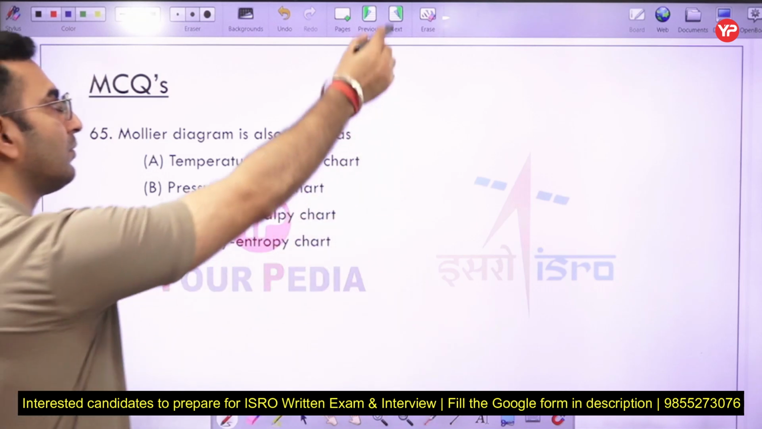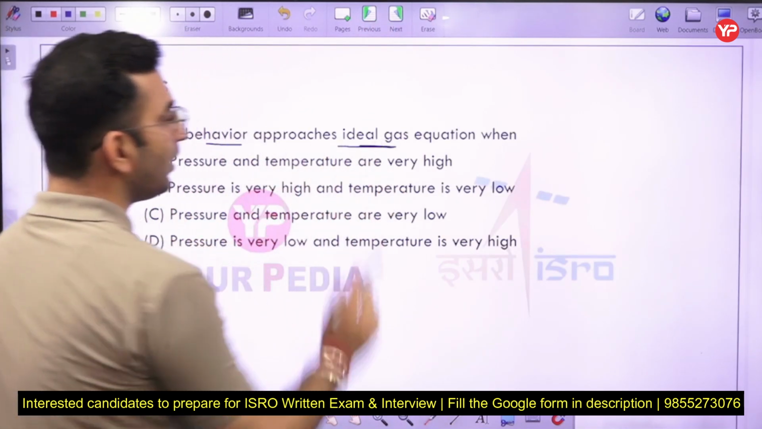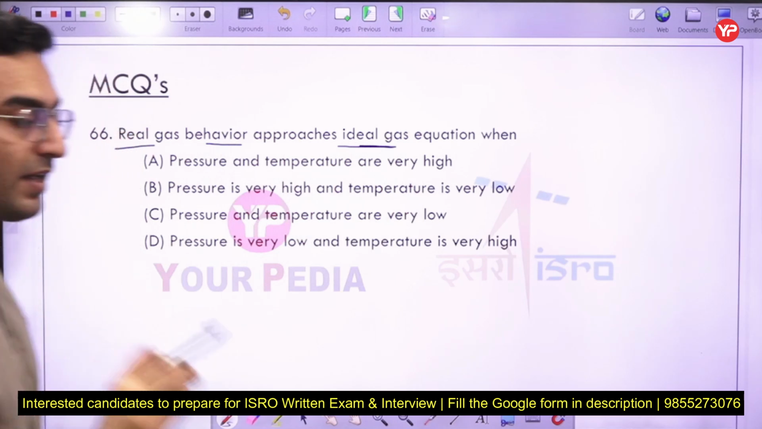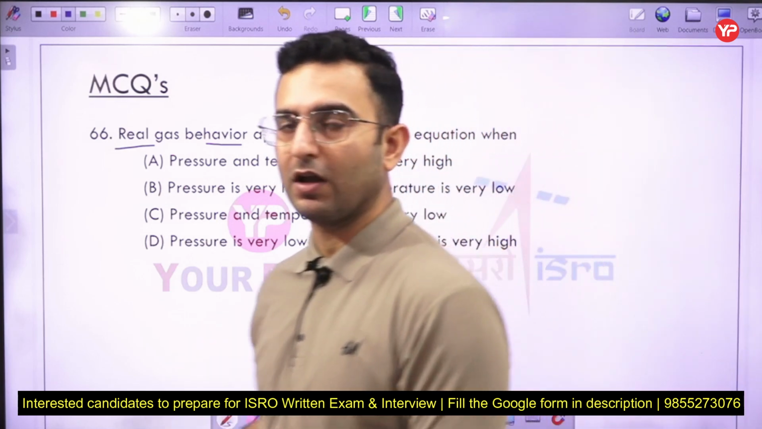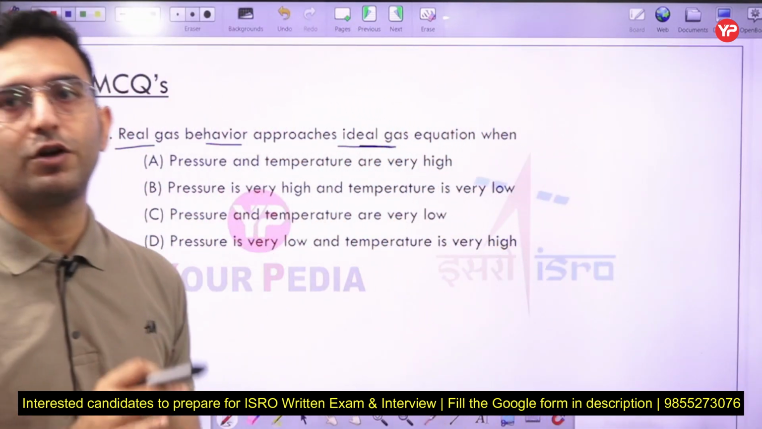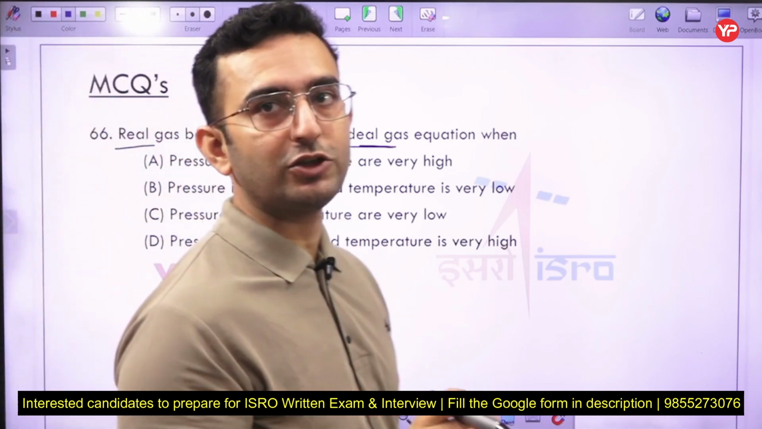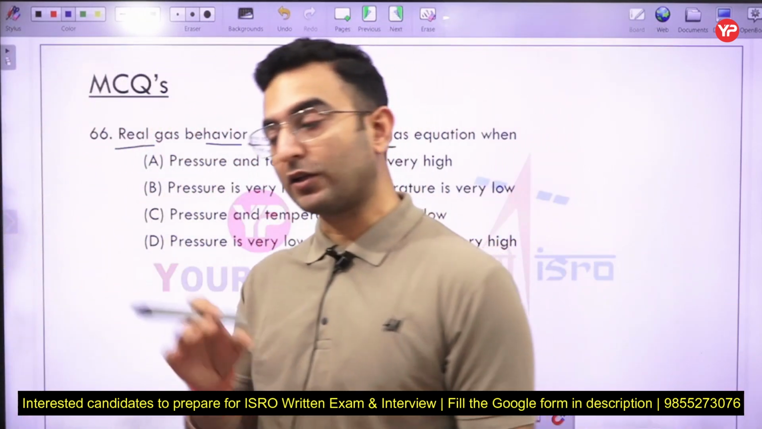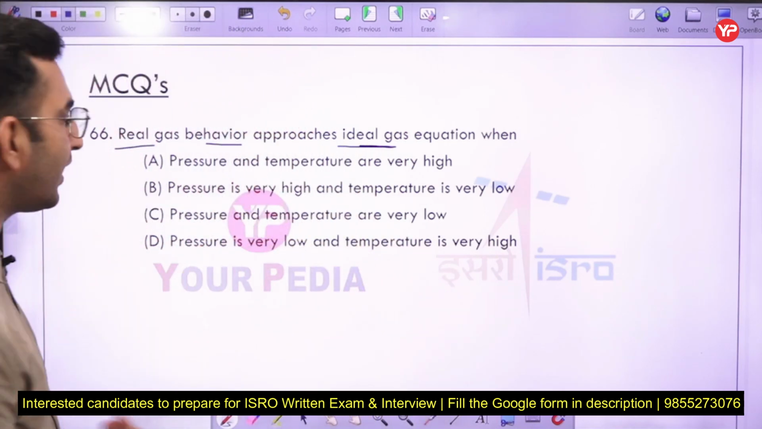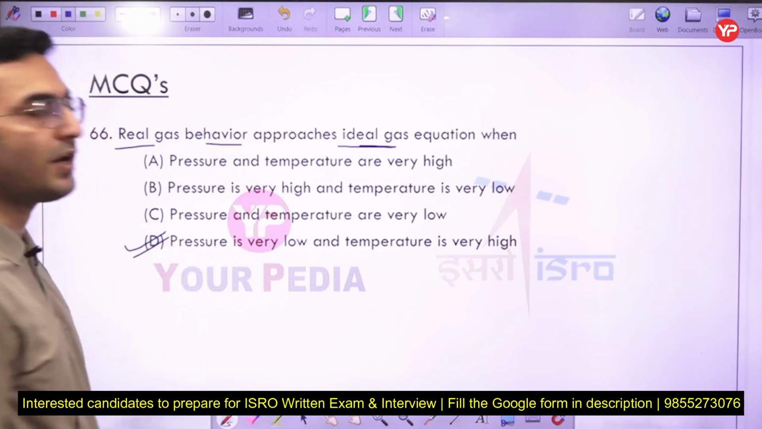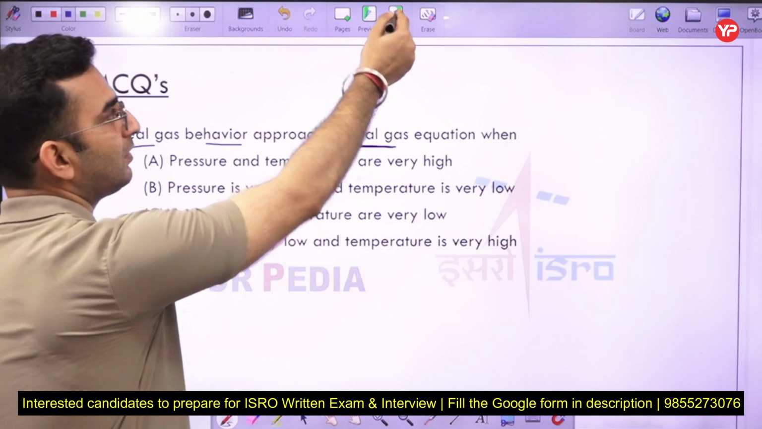Next part, a Mollier diagram is also called, that is a simple case, enthalpy entropy diagram is a Mollier diagram here. Next, a real gas behavior approaches the ideal gas equation. So generally just see, a real gas normally follows the van der Waals equation here or some experimental equations here. Okay, but the ideal gas equation is written as PV equal to mRT. So in order to ensure that you can use the ideal gas equation for the real gas, you have to ensure the pressure has to be very low and the corresponding temperature has to be very high here. So I can say the real gas approaches the behavior of the ideal gas when the pressure is very low and correspondingly the temperature is very high. So that is the required condition here. So option number D will be the correct answer.